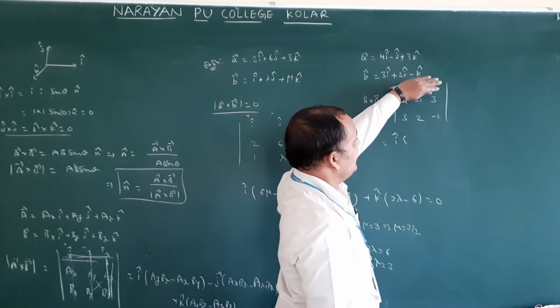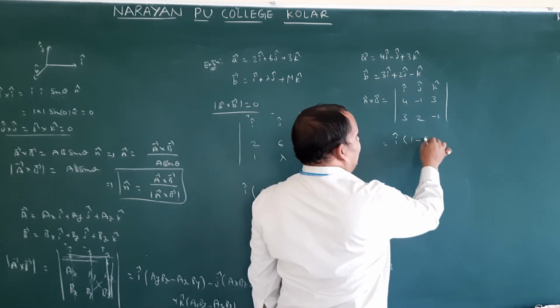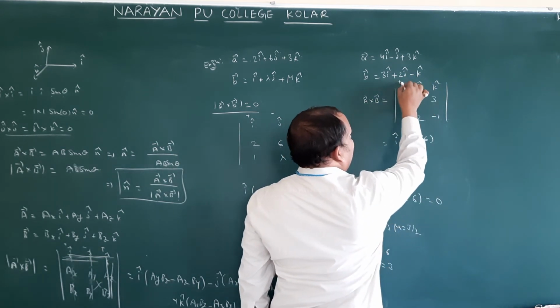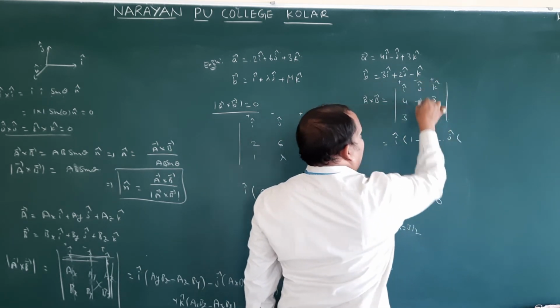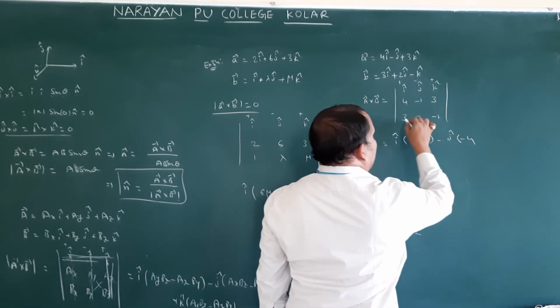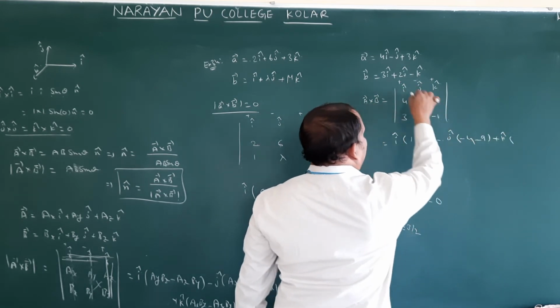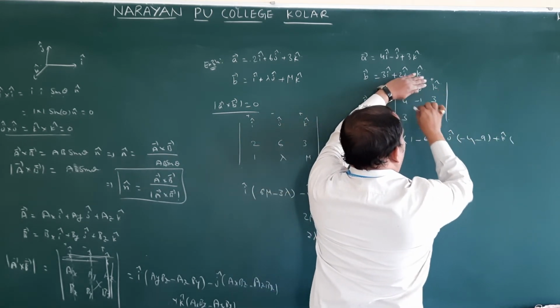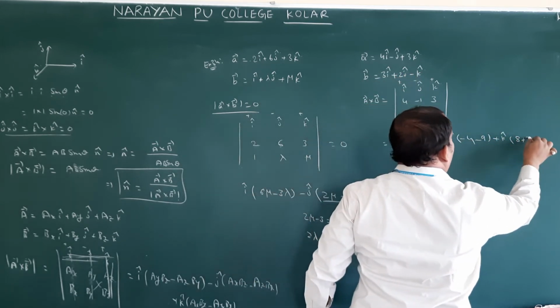So this row, this column you can close. Minus 1 into minus 1 is 1, minus 6. This is minus plus minus plus minus j cap. This row, this column, 4 into minus 1, minus 4, minus 1, plus k cap. This row, this column, 4 into 2, 8, minus of 3 into minus 1, minus 3.